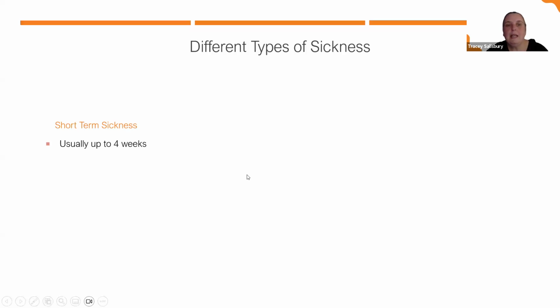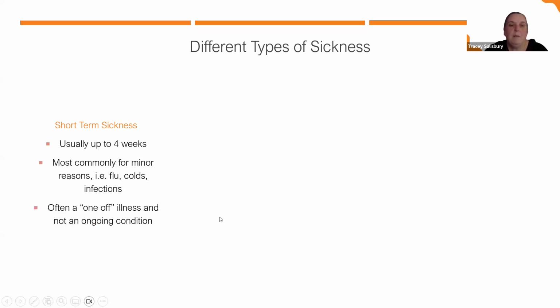So short-term sickness tends to be up to 4 weeks, and it's mainly for minor illnesses. So people have got a cold, a flu, a throat infection. Generally speaking, your short-term illness is a one-off. So it's not normally related to an ongoing condition, or if it is, then it would be expected that you would know that as a nature of that condition, somebody may be off sick with it.